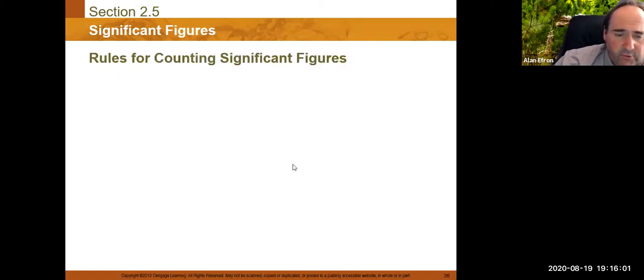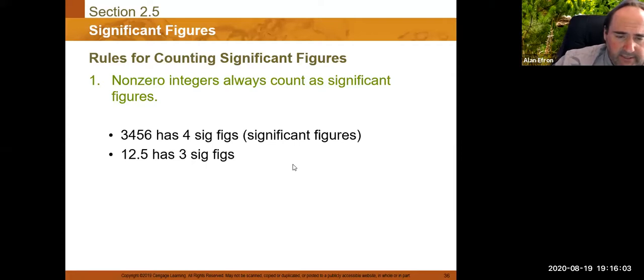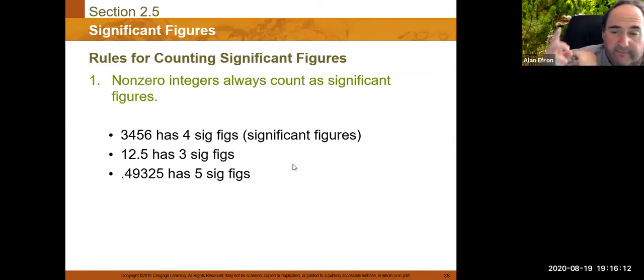So let's talk about the actual rules for counting significant figures. The first one's pretty simple. All non-zeros are significant. And usually if you look at a number, you want to go left to right, starting with the very first non-zero. That's when you should start counting. And anything that is obviously a non-zero is always going to be significant.